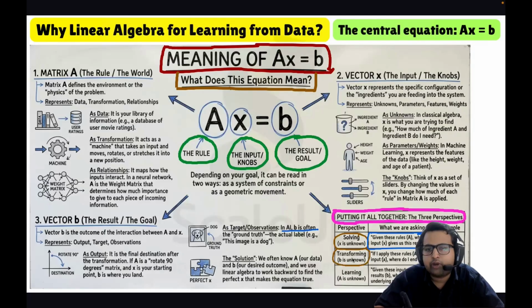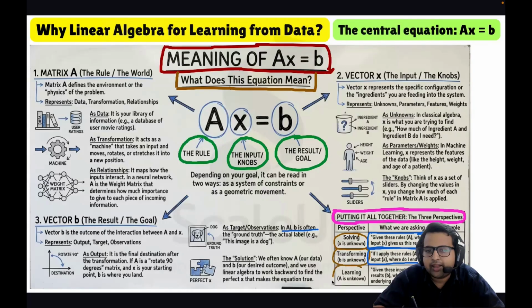In transforming, b is unknown. So the idea is very clear: we apply some set of transformations. The rules are represented by the matrix A. If I apply these rules, given by the matrix A, to this input x, where do I end up? That is what transformation is. So we can make use of this equation for transforming, for solving, and for learning.